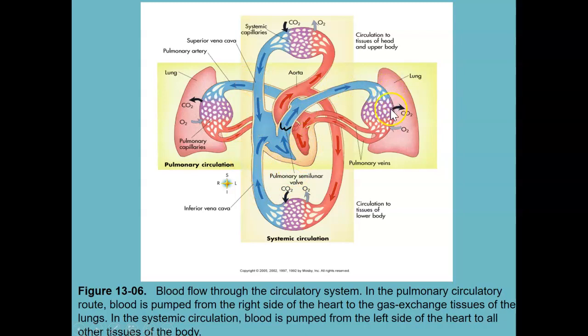When blood goes out to the lungs, and here's the split right to the left, and then comes back into the heart, we call that pulmonary circulation. So pulmonary and systemic circulation are isolated from one another.